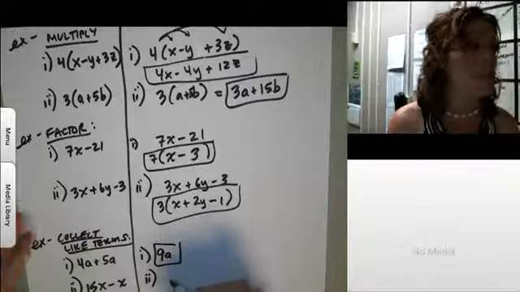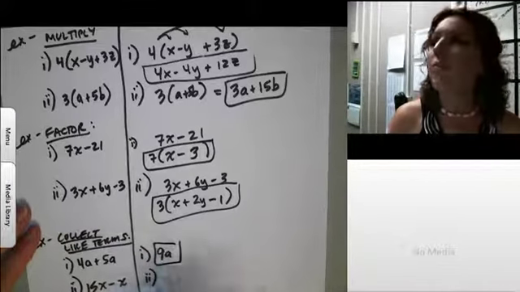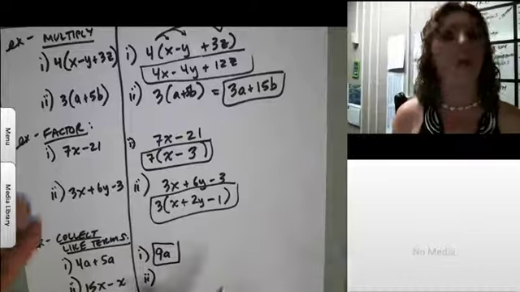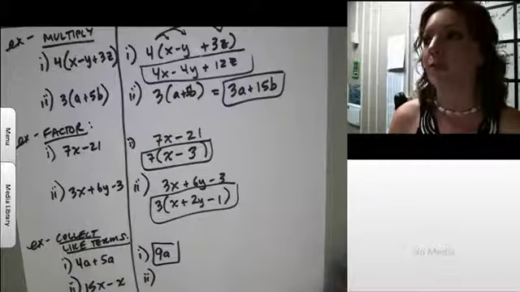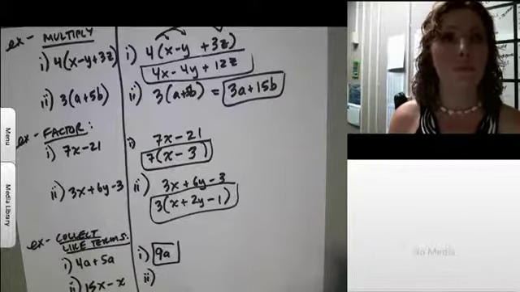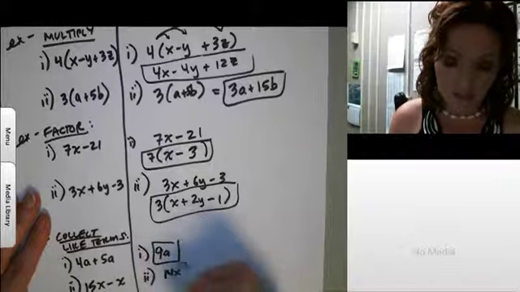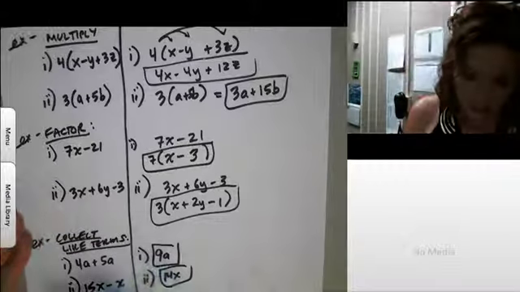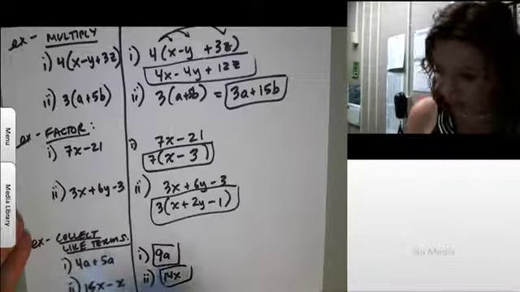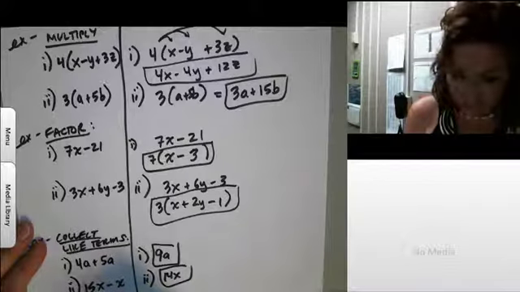Okay, how about 15x minus x? Notice how it doesn't say minus 1x. There's not a 1 in front of it. If you have 15 x's and you take 1 away from those 15, how many do you have left? 14. 14x. All right, last one of these, and then we are very close to being done.